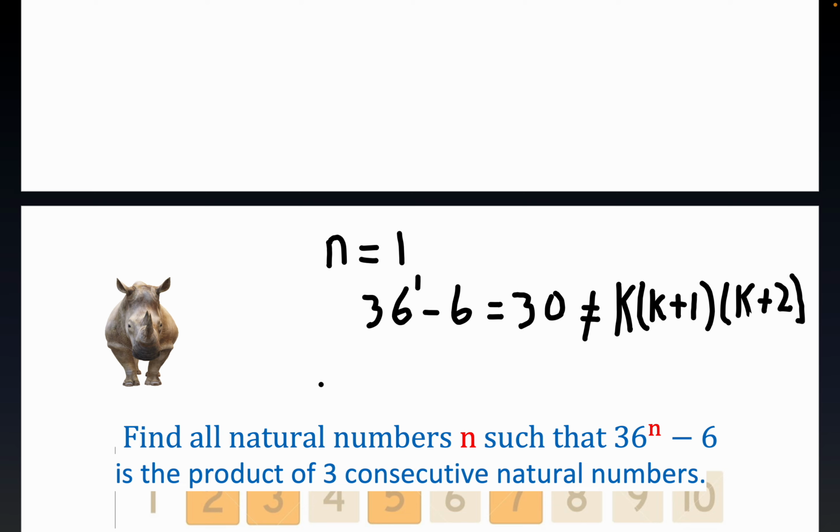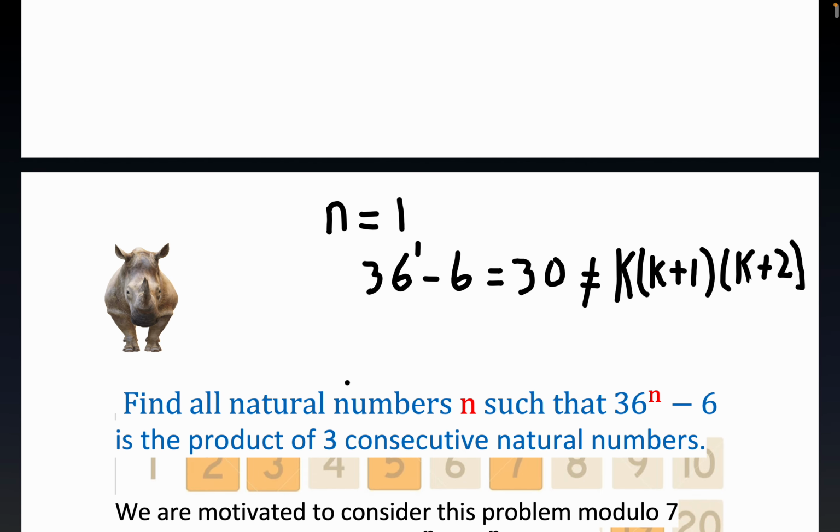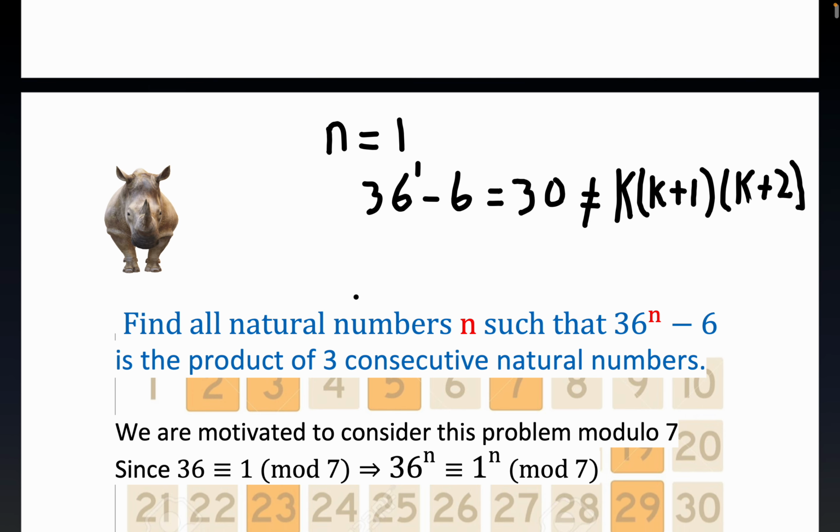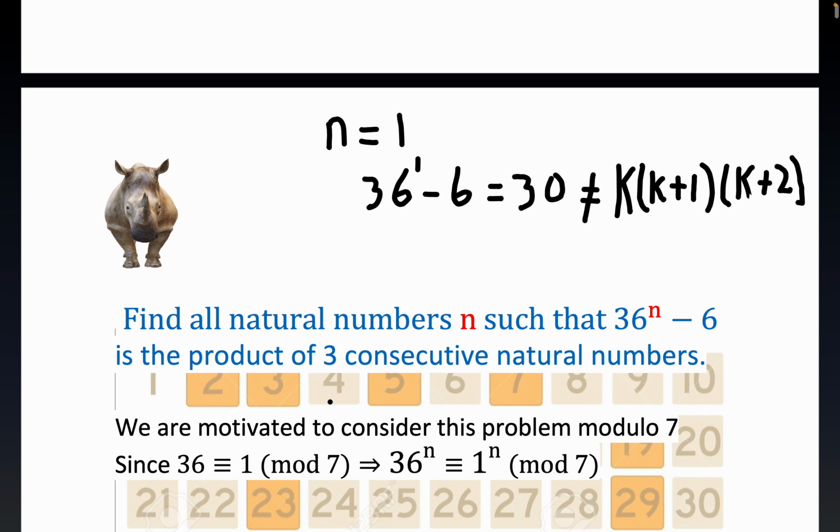n equals 2 is a little more involved, and it's not quite as clear there. It's a larger number, and it's harder to check manually. So we need to come up with a better approach that doesn't involve huge computations.